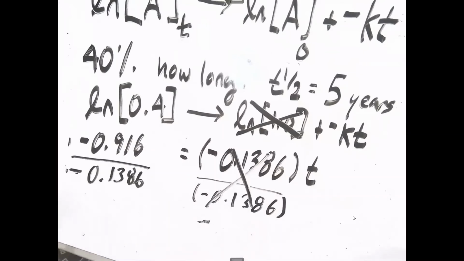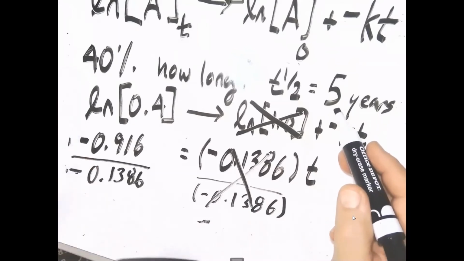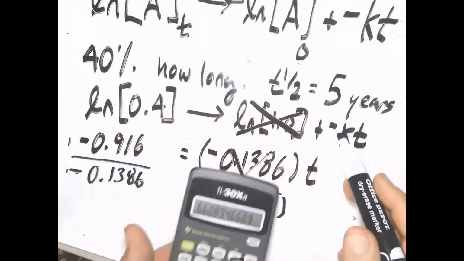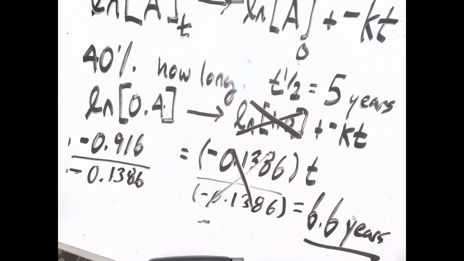We're going to determine that to get to 40%, we're going to have to go a little bit beyond 5 years, because 5 years would be 50%. And how long are we going to go? Turns out we go 6.6 years. That's the answer.